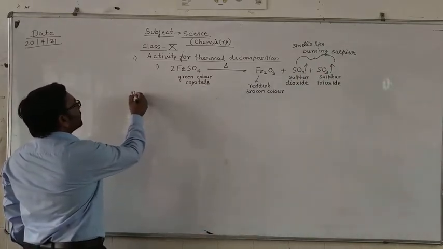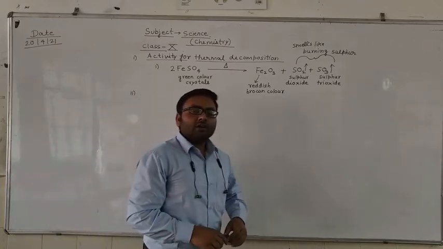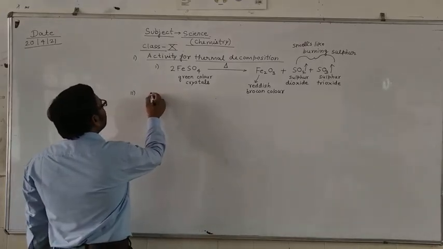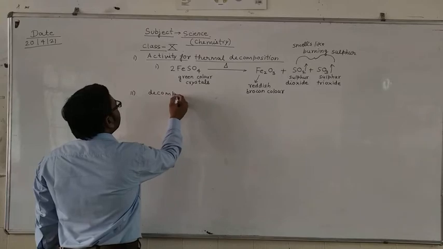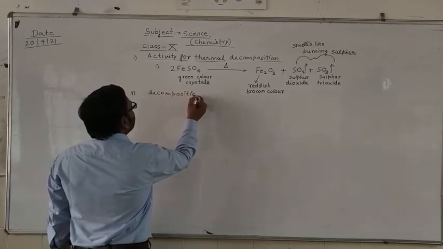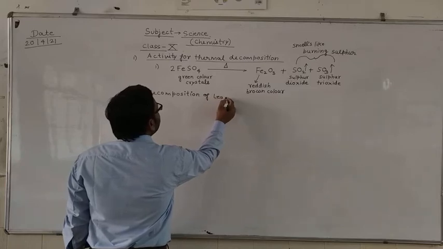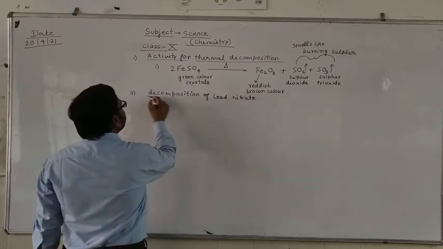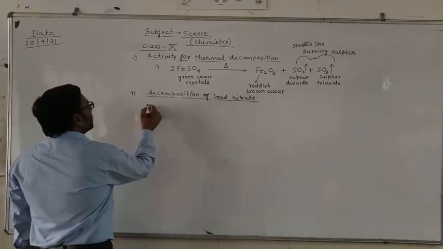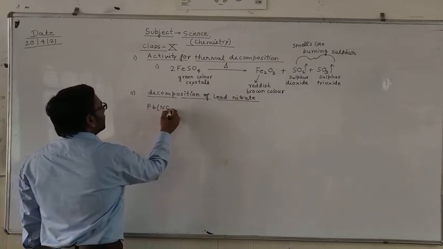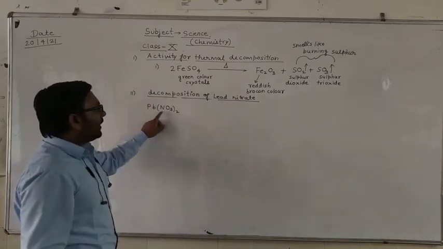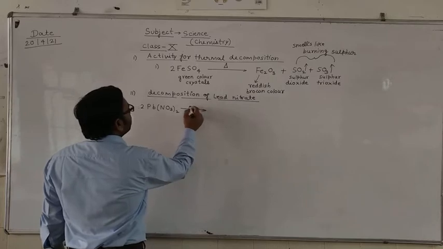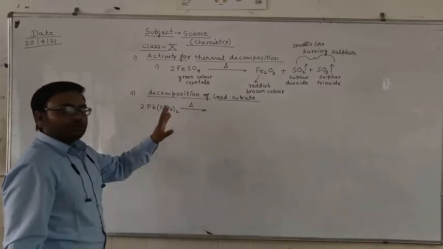There is one more important reaction for thermal decomposition, that is the decomposition of lead nitrate. We will see how it happens. Decomposition of lead nitrate with the help of heat is thermal decomposition. This substance is called lead nitrate, Pb(NO3)2. Suppose this is heated strongly in presence of air.